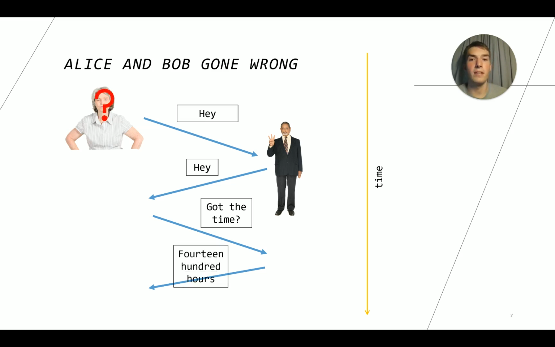A third example of this is a little bit more difficult to understand. But if Alice prompts Bob and says, got the time, and Bob responds with 1400 hours, Bob has not actually said anything incorrect. 2 o'clock p.m. is 1400 hours in military time. But if Alice doesn't know military time, or she didn't expect the time in that format, she might get confused, and communication has broken down.